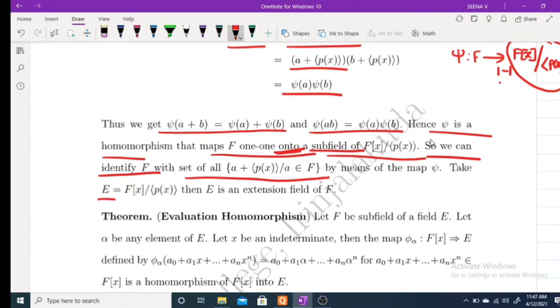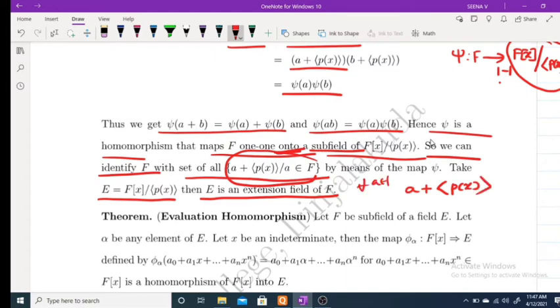And if you take E as F[x] over the ideal generated by P(x), then clearly E is an extension field of F. We are identifying elements of F with a plus the ideal generated by P(x) for every a belongs to F. Then clearly this is a subfield of E. So you have to remember one thing: if you have to find an extension field, you have to find an extension field like this, F[x] over the ideal generated by P(x). This is the extension field.